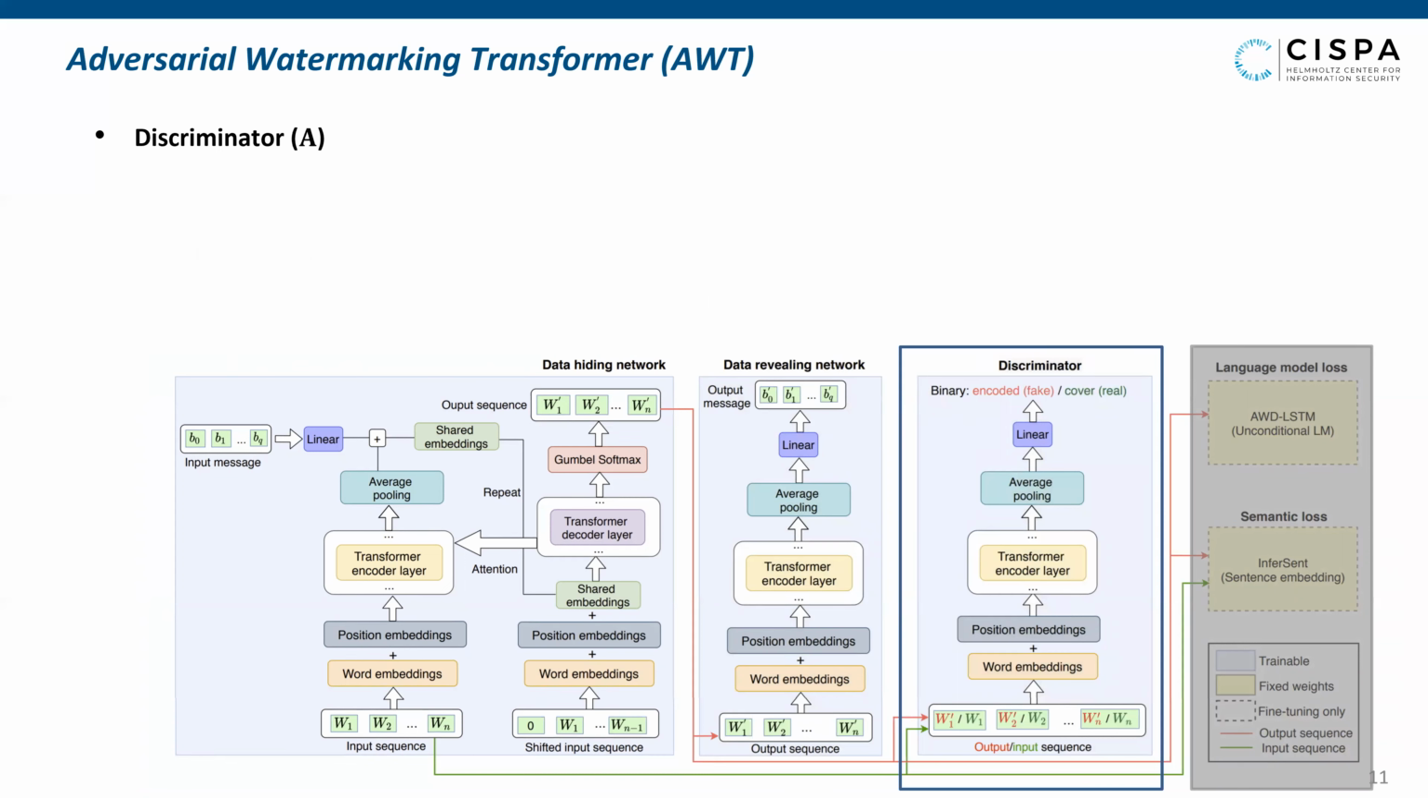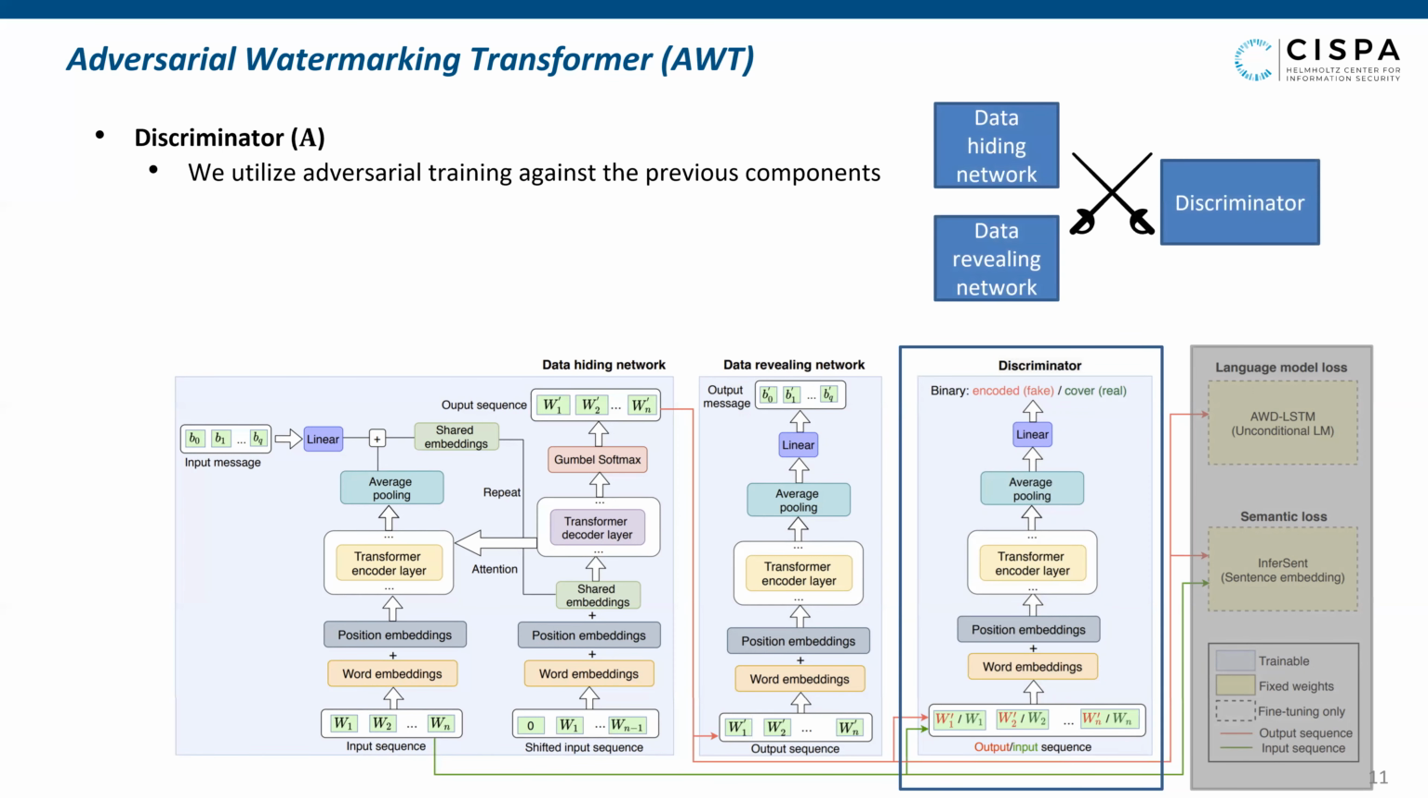Encoding the information can be done in an obvious way that compromises secrecy and robustness. To avoid that, we utilize adversarial training and train the data hiding and revealing networks against a discriminator. It takes the watermarked and non-watermarked sentences and should classify between them.